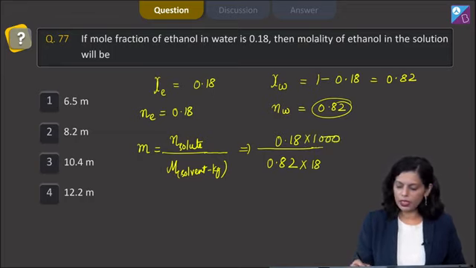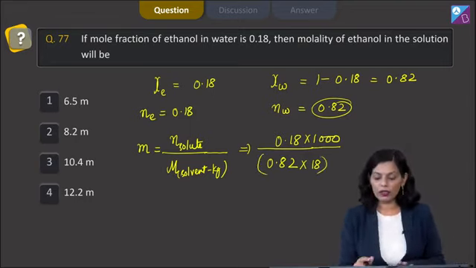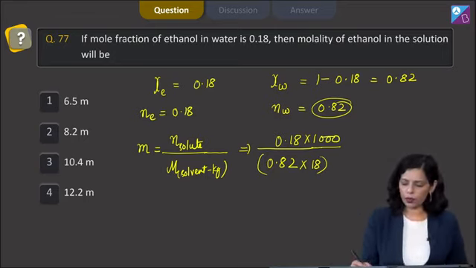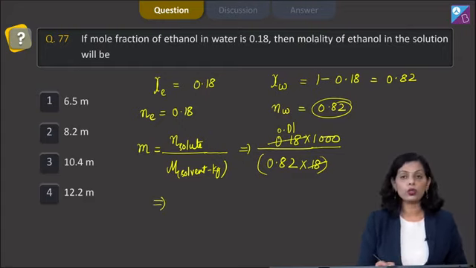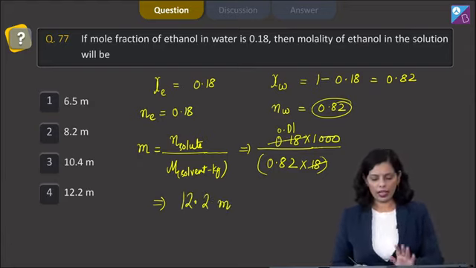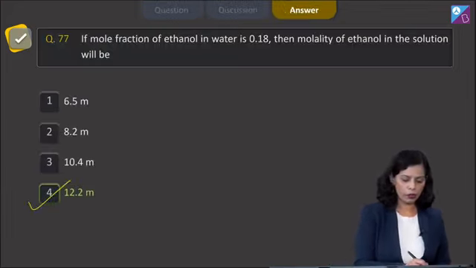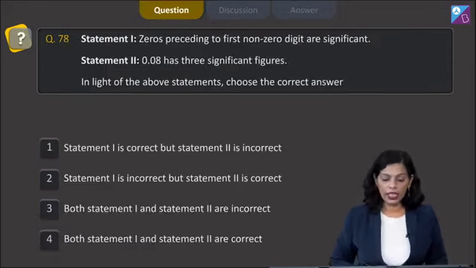Why? Because this value you will be getting in gram, but you have to take it in kg. So I just divided this value by 1000, so that 1000 comes in the numerator. Just solve this. So 18 can be cut, this would be 0.01. Now solve further for the final answer. If you solve this correctly, then the answer comes out to be 12.2 molal, right? And if you have done this way, you can easily opt for the correct answer that is given here in option 4. Now the next question that we have here is question number 78.